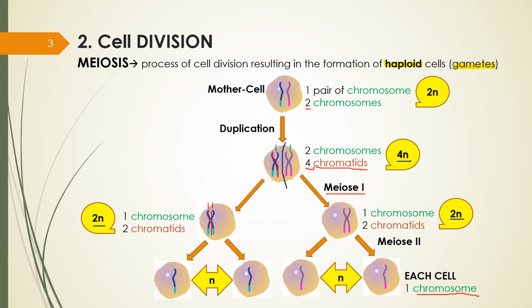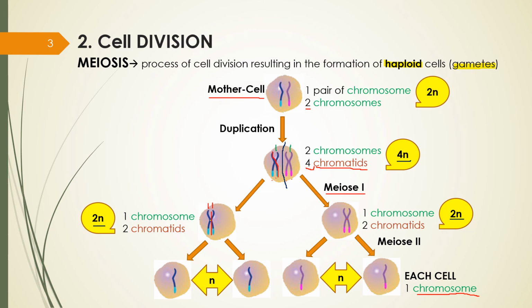What happened? I split these 2 chromosomes in 2, so I reduce my number of chromosomes by half. So half of my chromosomes go to one cell, and the other half goes to the other cell. After that, I perform meiosis 2, and I split the chromatids. The copy of each chromosome goes to one cell. Now I formed 4 daughter cells with half the number of chromosomes of my mother cell that I had before.